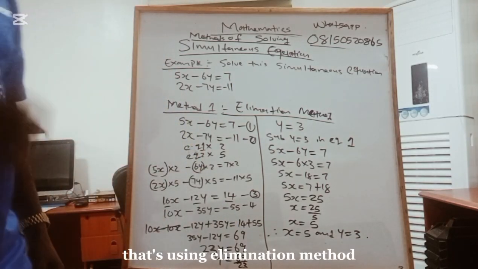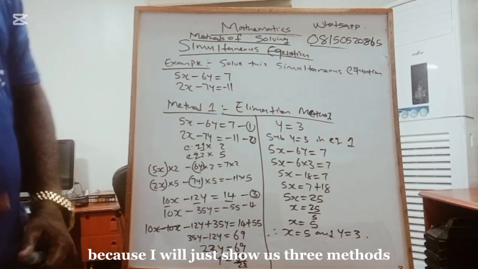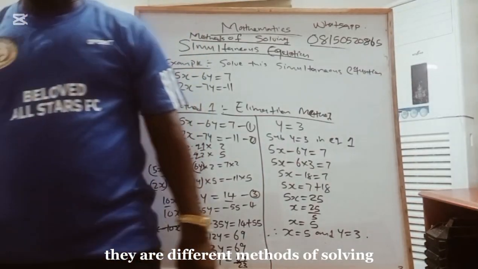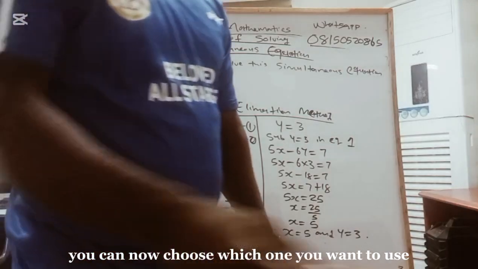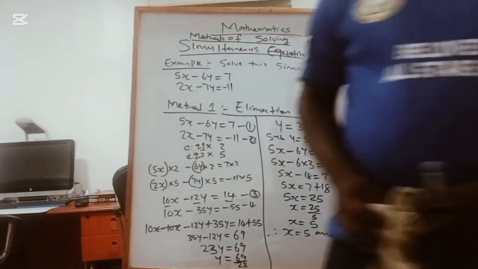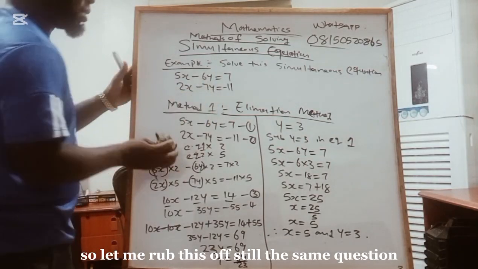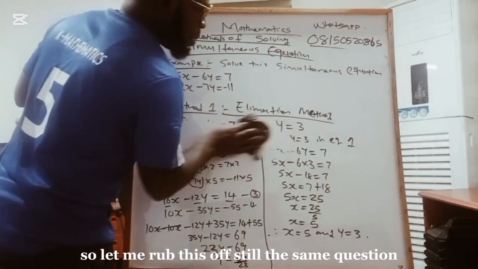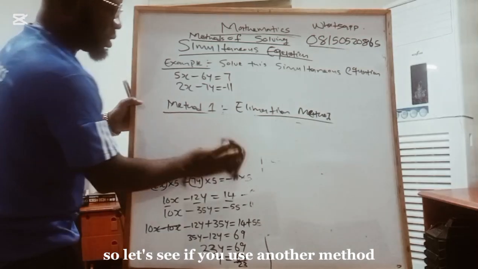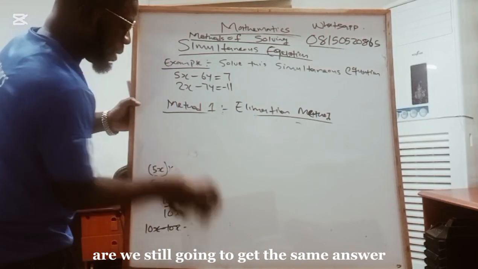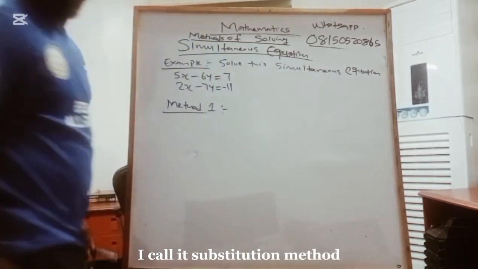That's using the elimination method. But mind you, let's see another method of solving this, because I will show us three methods. There are different methods of solving, but I will show you three. Out of these three, you can now choose which one you want to use for your own simplification. So let me rub this off. Still the same question, and don't forget the values are 5 and 3. So let's see, if we use another method, are we still going to get the same answer? This method, I call it the substitution method.